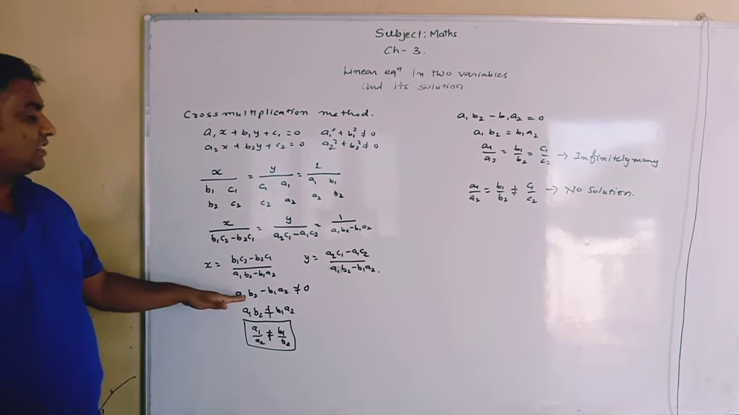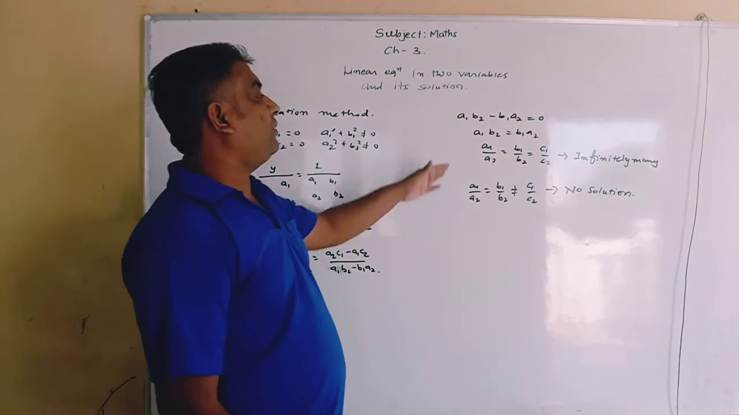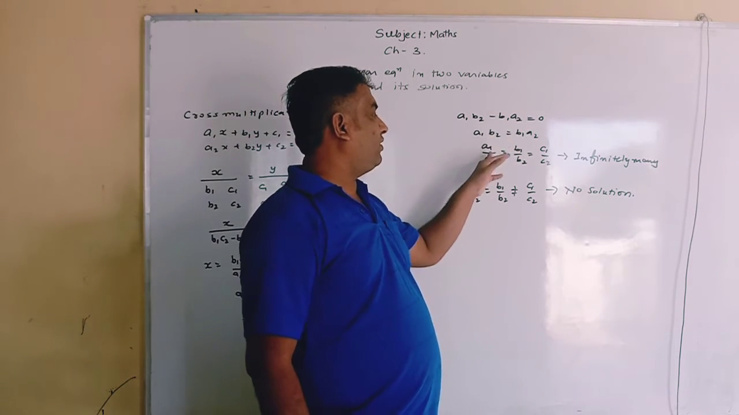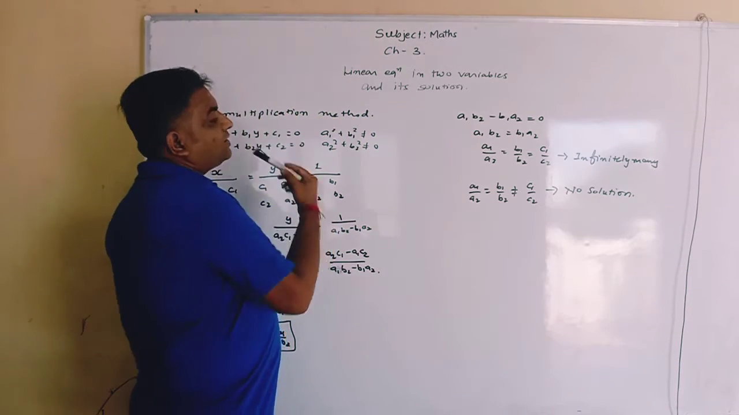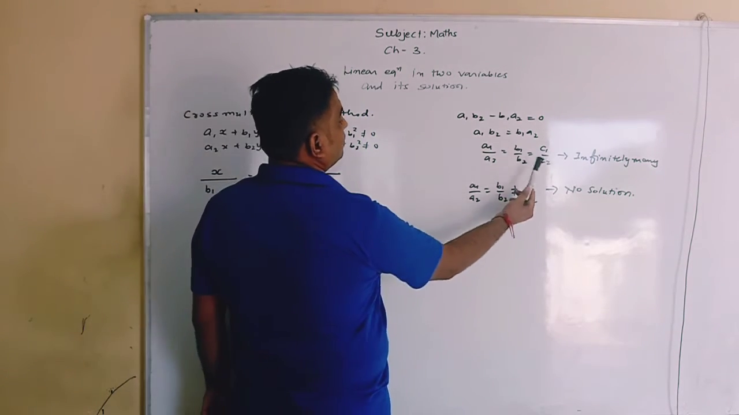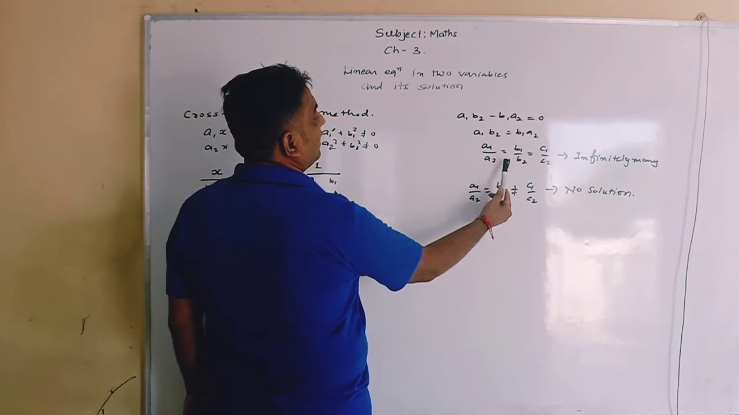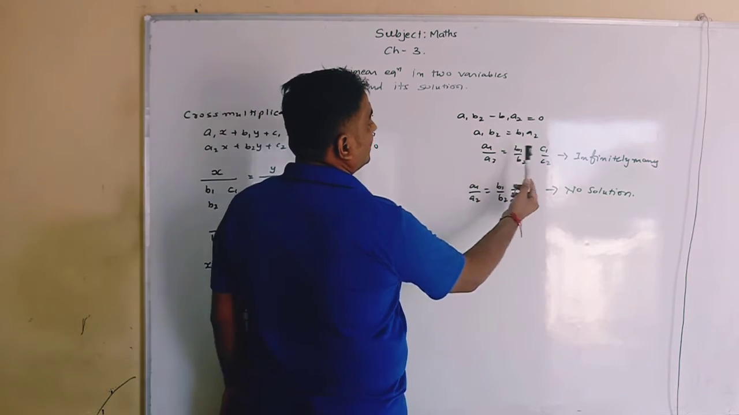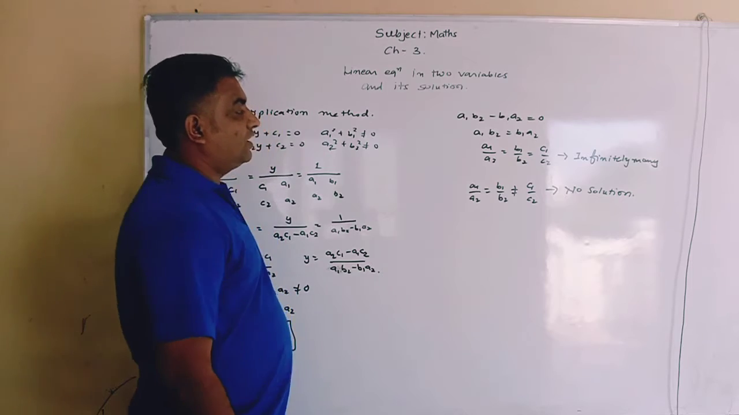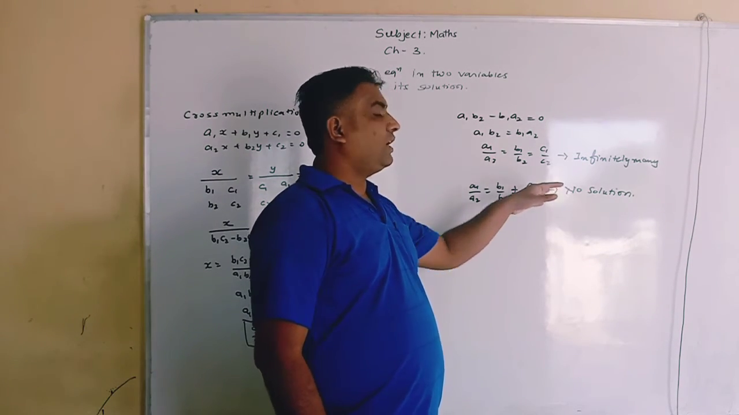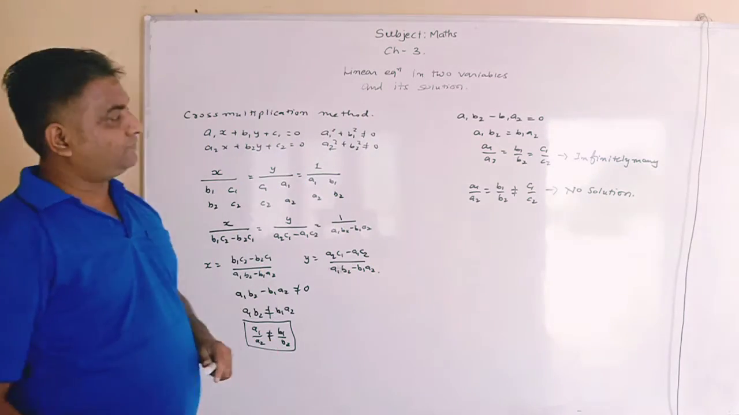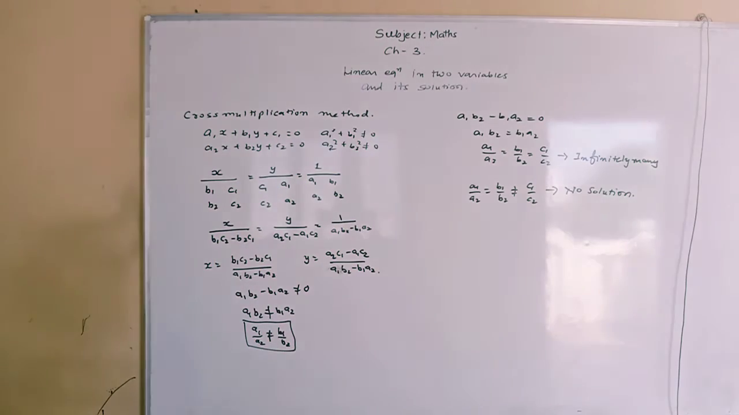Now suppose this equals 0, then we have a1 b2 equals b1 a2, and so a1 by a2 equals b1 by b2. The third ratio c1 by c2 is there, and if it equals a1 by a2 and b1 by b2, then the equations have infinitely many solutions. If it is not equal to a1 by a2 and b1 by b2, then it has no solution.